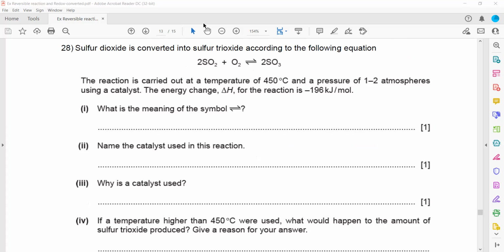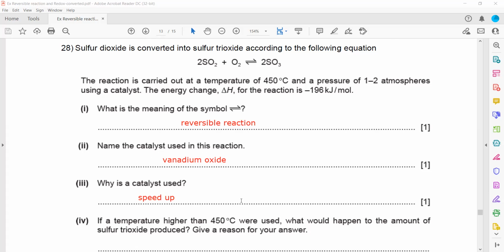In question 28, sulfur dioxide is converted into sulfur trioxide. What does this symbol mean? It means it is a reversible reaction. What is the catalyst used? Again, you have to learn this catalyst for sulfur trioxide. It's called vanadium pentoxide, but not now. You have to learn it later in the topic of sulfur. Why is a catalyst used? The purpose of the catalyst is to speed up the reaction.